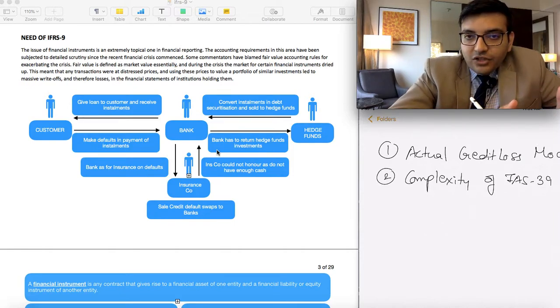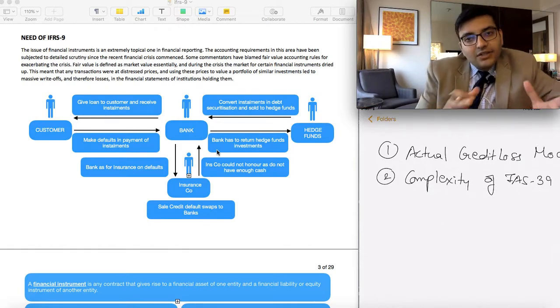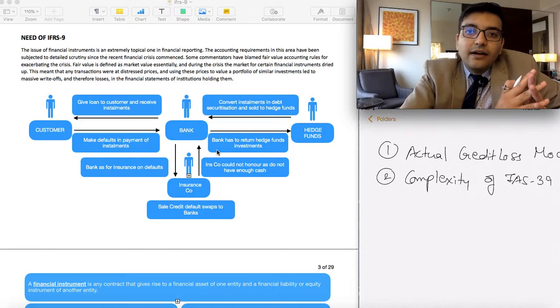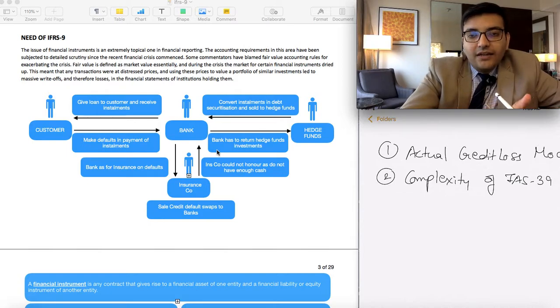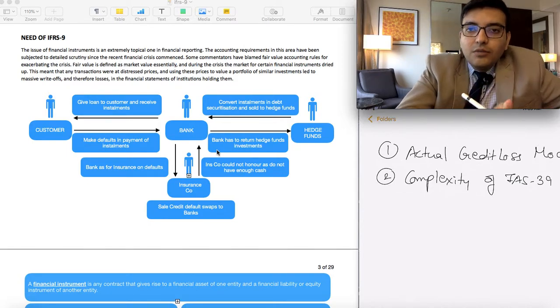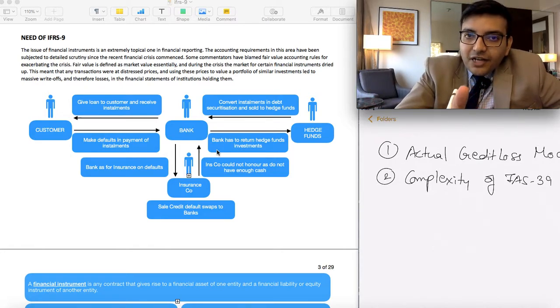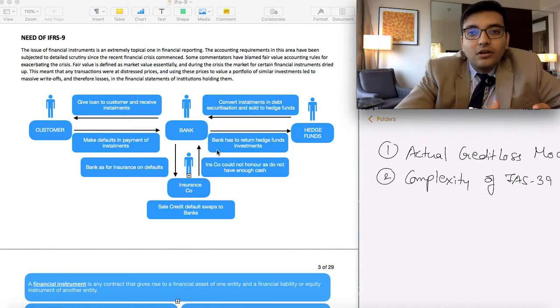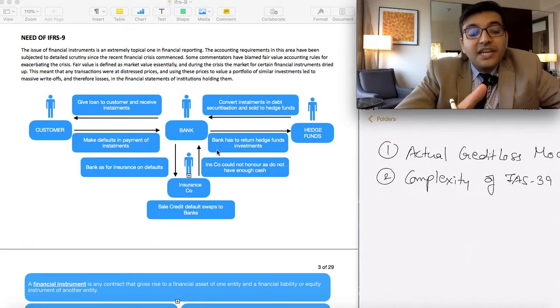in the financial statements of such banks because of this actual credit loss model. Because in IAS 39, whenever there is a default, only then does IAS 39 allow it to be booked as a bad debt provision. But now IFRS 9 works on the expected credit loss model. It says that whenever a loan is given to a customer, there is an expected bad debt provision based on the nature of such loans.